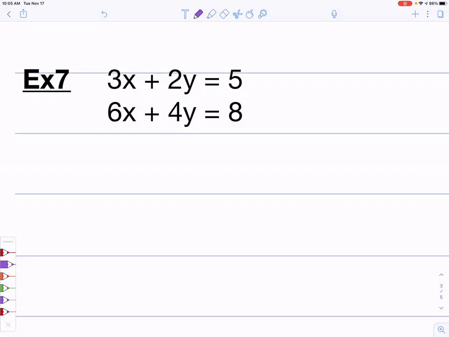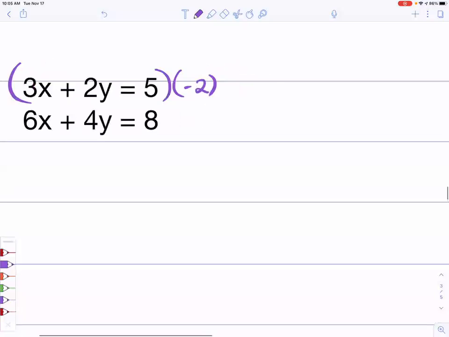What method did you use? Elimination. And how did you manipulate? Which one? Okay, so we're going to multiply by -2. Is that what everybody did? Devin, what'd you do? I started to do that, but then I changed my mind. Okay, that's fine. What did you change your mind to? Well, I started doing substitution. Okay, gotcha. All right, so then the new equation here is -6x minus 4y equals -10.